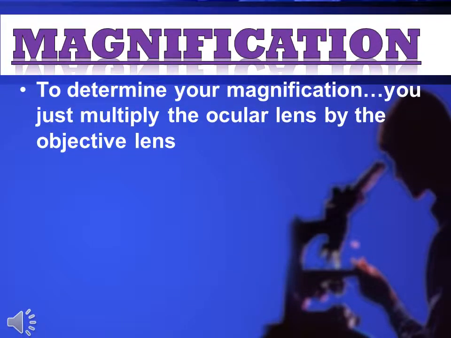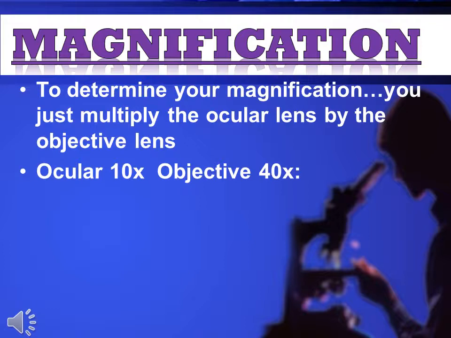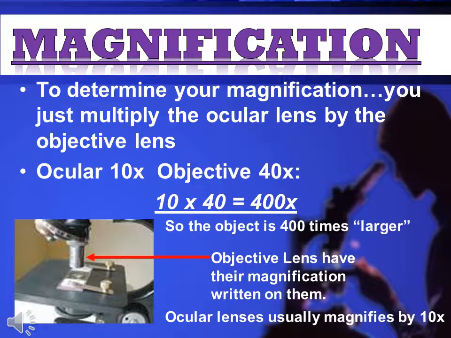To determine your magnification, you just multiply the ocular lens by the objective lens. Example: given an ocular of 10x magnification and an objective of 40x magnification. Calculate the magnification of the microscope by multiplying 10x times 40x, equals 400x magnification. So the object is 400 times larger. Objective lenses have their magnification written on them, while the ocular lenses usually magnify by 10x.